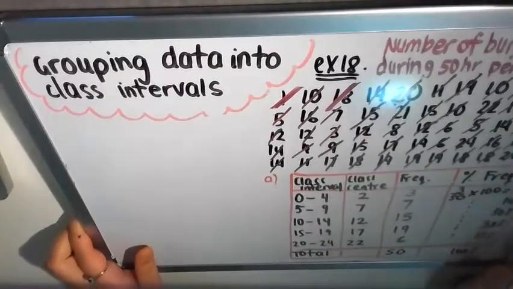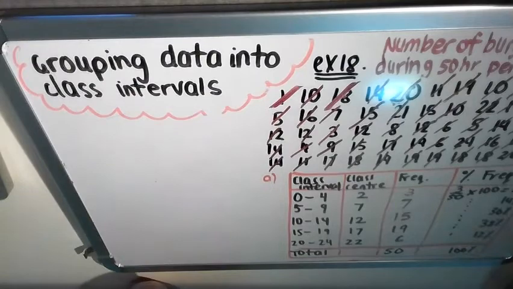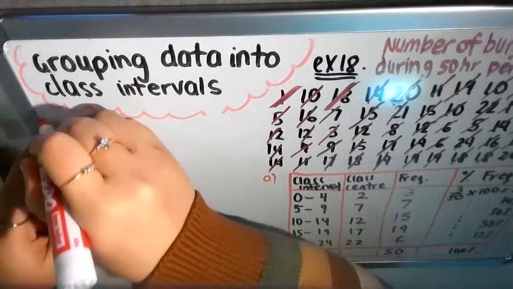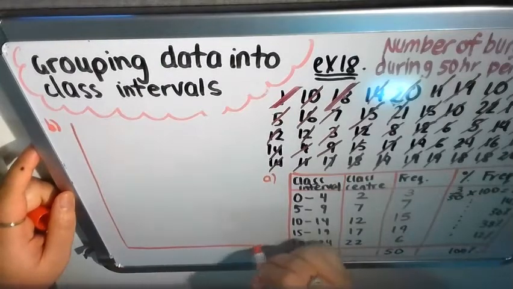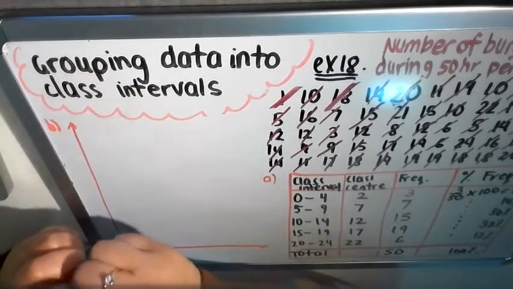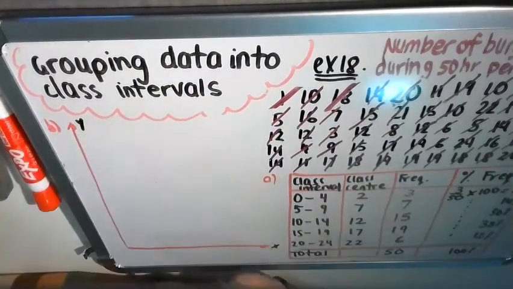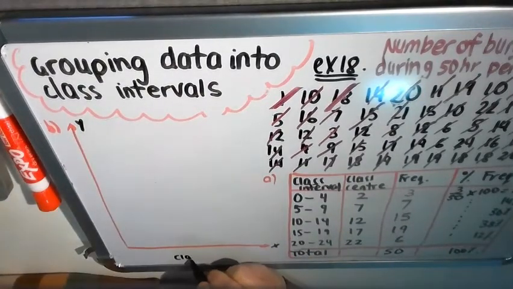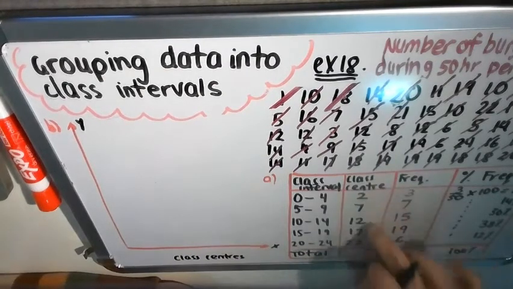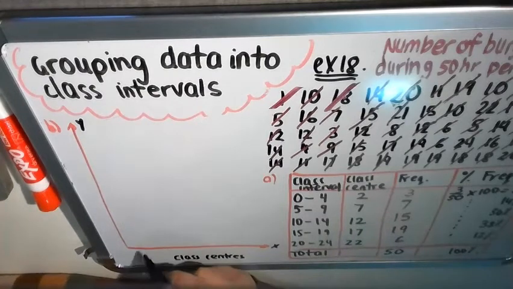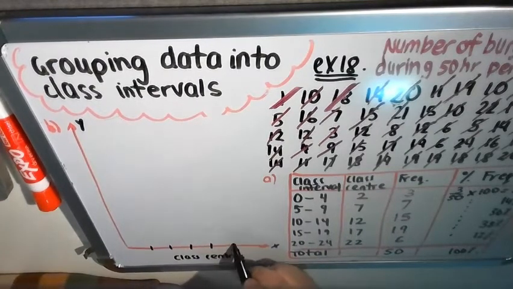Now we move on to the frequency histogram. We've got to draw our, that's question B. This is our Y and X axis. Here are the class centers. We have 1, 2, 3, 4, 5. So we'll start from here: 2, 7, 12, 17, 22.